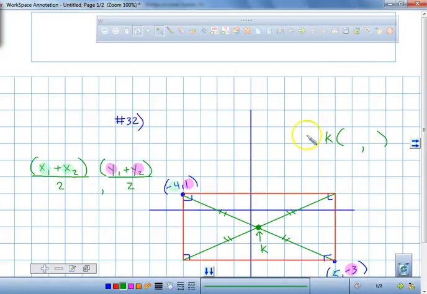But right now, what I'm looking for is the ordered pair for k. So you could put a -4 here. You can add a 5, divide it by 2. For the y values, you're going to put a 1 and a -3. You're going to add those together and divide by 2, and you're going to give me the ordered pair.